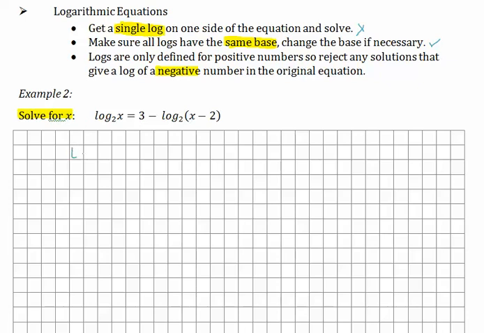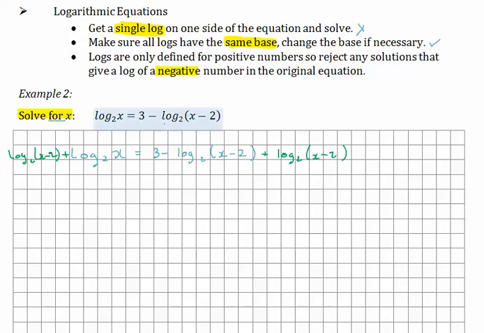Okay, so let's fix the fact that we have not got a single log on one side of the equation. We're going to do log to the base 2 of x equals 3 minus log to the base 2 of x minus 2. Now that's the question we've written. What we're going to do there is a rearrangement. So we'll add on log to the base 2 of x minus 2 to both sides of that equation.